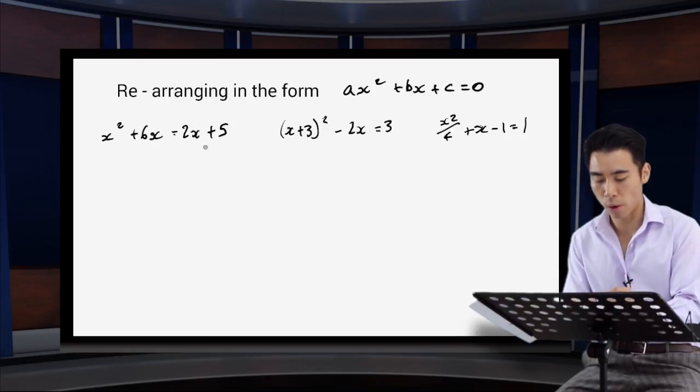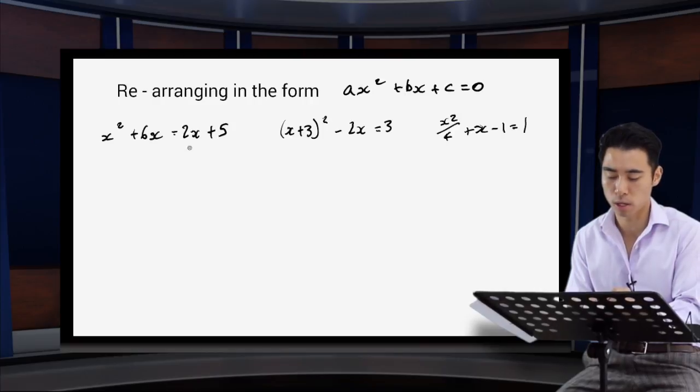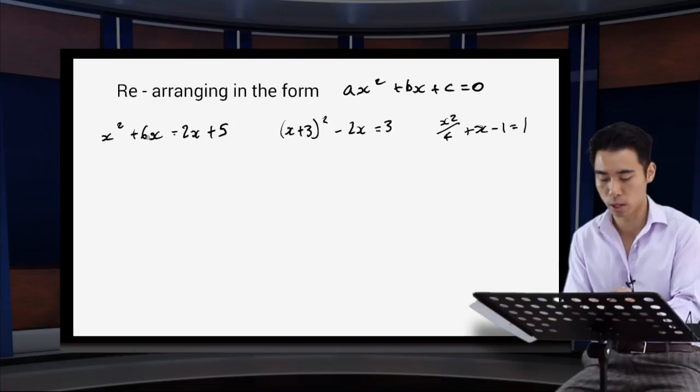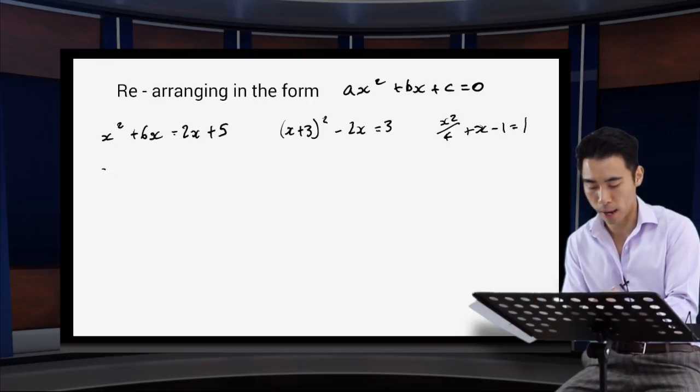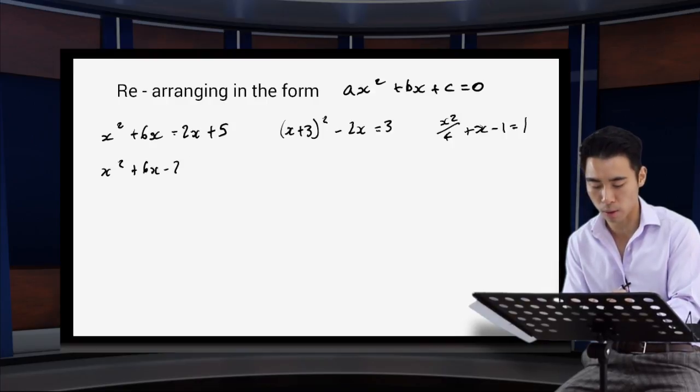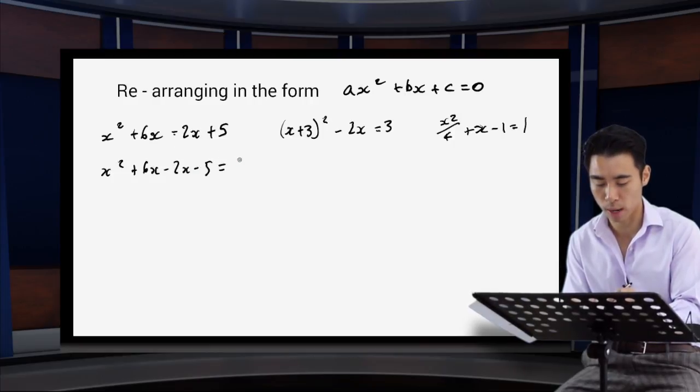How do I do that? Well, I'm going to subtract 2x from both sides of the equation. I'm going to subtract 5 from both sides of the equation. So what you're left with is x squared plus 6x. Remember, we're just looking at the left-hand side to begin with.